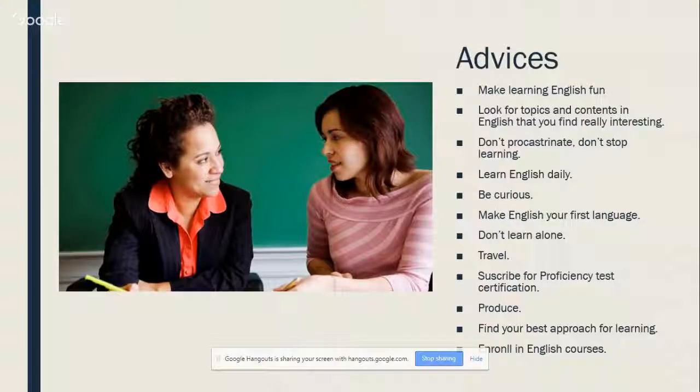Okay, don't learn alone. You know, the best way to learn English is to be surrounded by English as much as you can. You say that you have English native speaker friends. It is pretty good. So just surround yourself with English speakers, it is a pretty good way to learn.